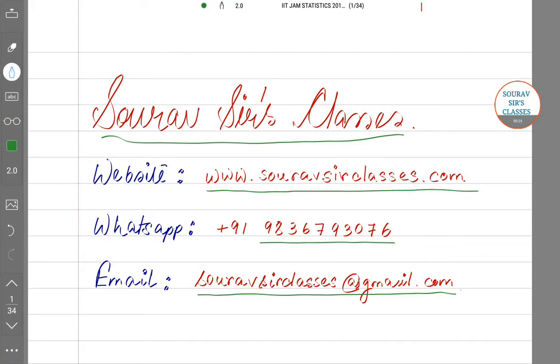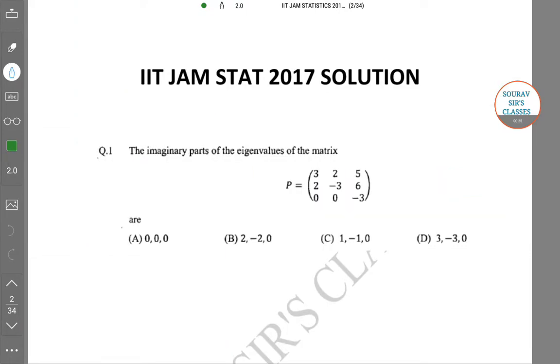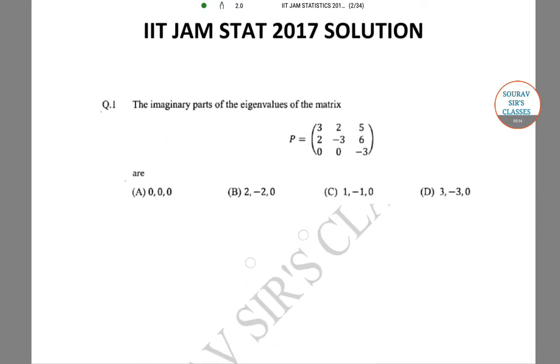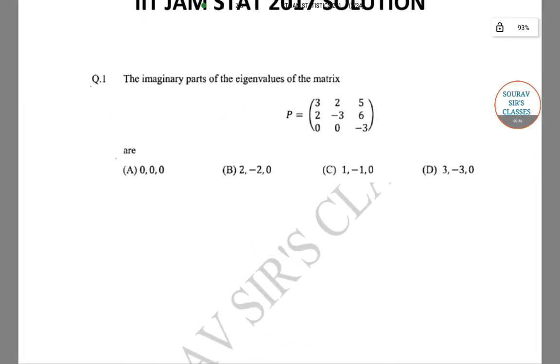Today we are going to solve the question paper of IIT JAM Statistics 2017. We will start with the first question. The first question says the imaginary part of the eigenvalues of the matrix, you are given a 3x3 matrix, are 0, 0, 0, 2, minus 2, 0, 1, minus 1, 0 and 3, minus 3, 0.